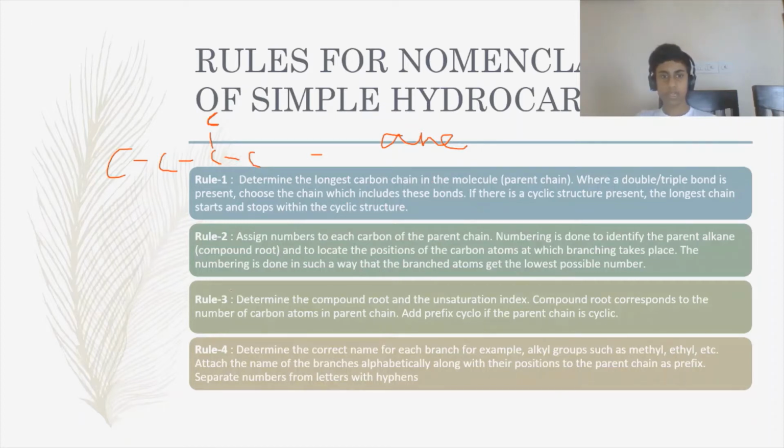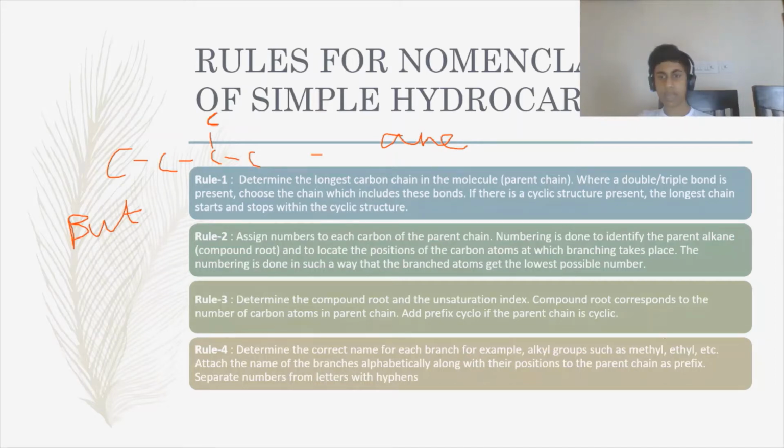Now let's say we have to find the compound root. We saw that it would be 4 carbon atoms. So then it would be but. If it was any other number, it may vary. So the compound root corresponds to the number of carbon atoms in the parent chain. Now we have to determine the correct name for each branch.